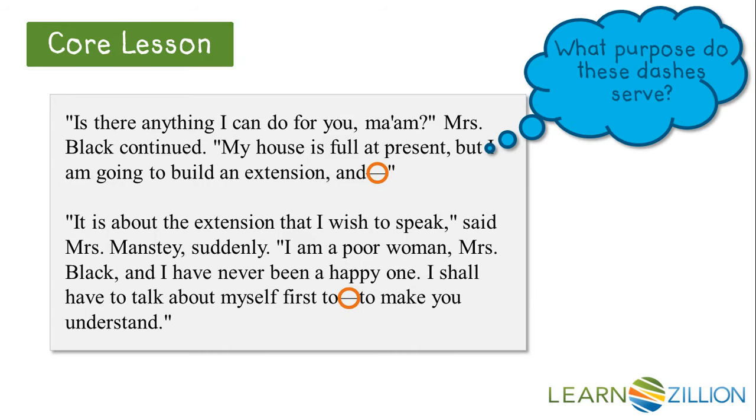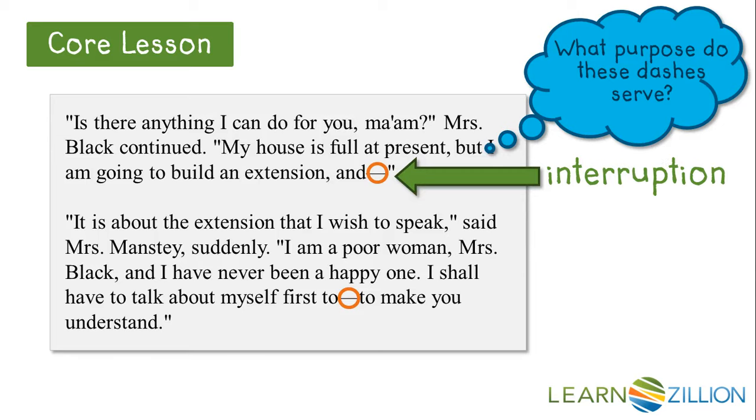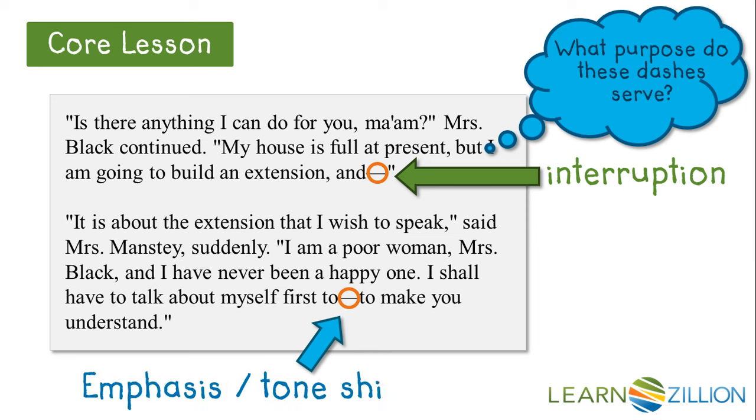Next, we are going to ask ourselves, what purpose do these dashes serve? Remember, there are 3 functions of the dash: emphasis, interruption, and a shift in tone. Here, the dash appears at the end of Mrs. Black's dialogue. In fact, the dash appears before Mrs. Black finishes her sentence, so this dash is there to indicate an interruption. The next dash comes in the middle of the sentence, so we know it is not to indicate an interruption. That means that this dash is used to show emphasis and a tone shift.